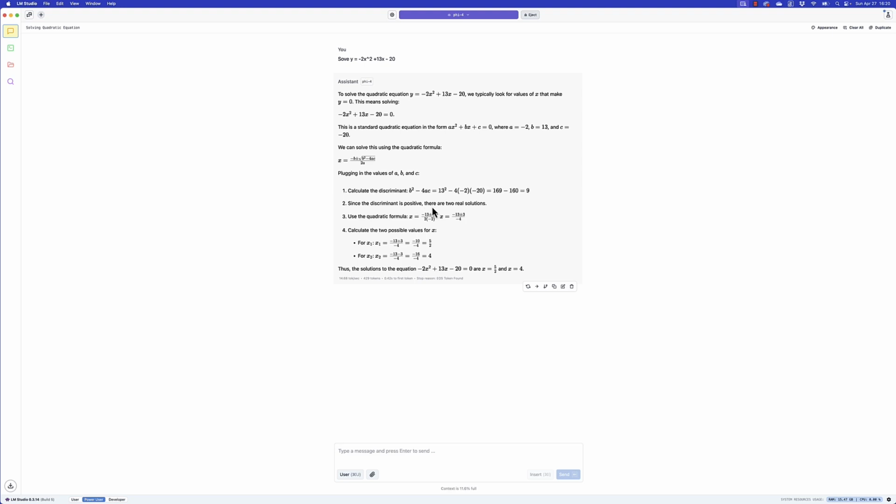Since the discriminant is positive, there are two real solutions. That's right. Because there's a plus or minus in the formula, we get two answers, 5 over 2 and 4. And there it is. Those are the answers, and it gives it to you in fraction form. Very nice. One disclaimer, right?